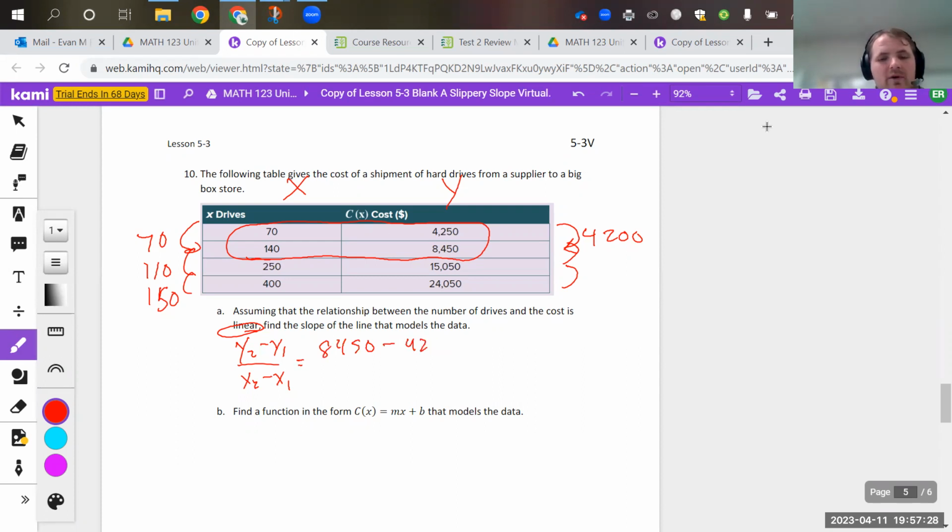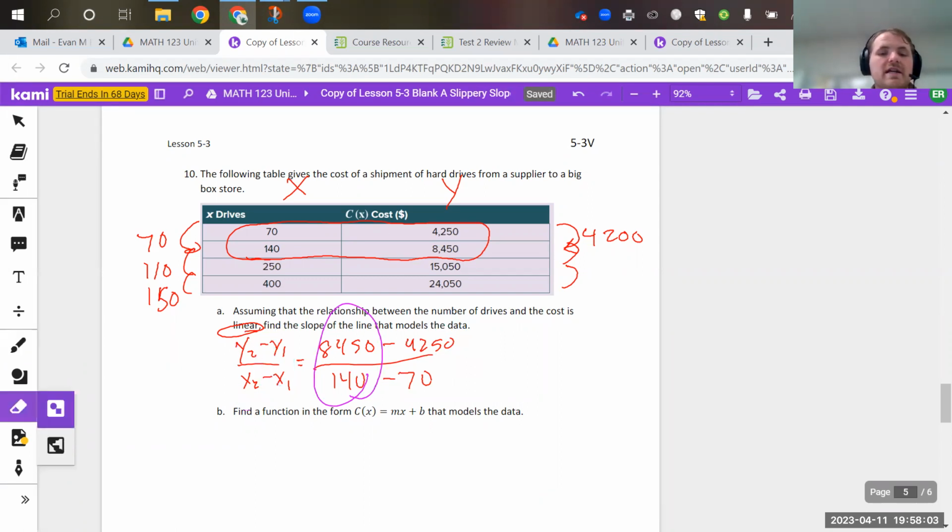And now I always say it doesn't matter which order you go, but once you pick the order, you've got to stick with that order. So we picked 8450 first, so I've got to put that 140 first on the bottom. So again, if you would have had 70 minus 140, that would not be correct if the top stayed the same. Okay, because again, that's the y2 and the x2, so that's the same coordinate. And then in blue here, those are the coordinate representing each other. You don't want to cross the coordinates because you will just not get the right answer.